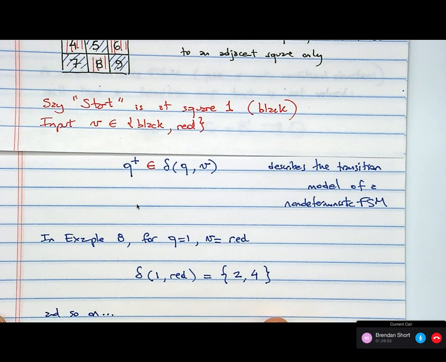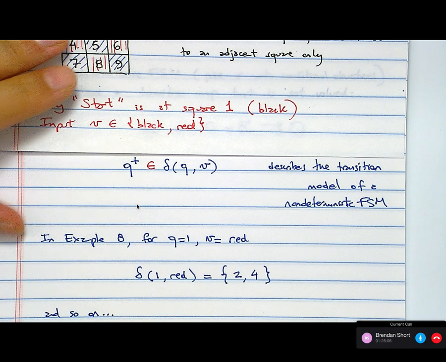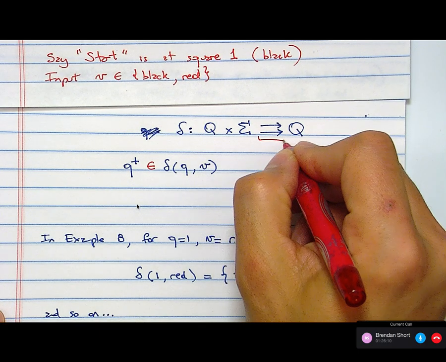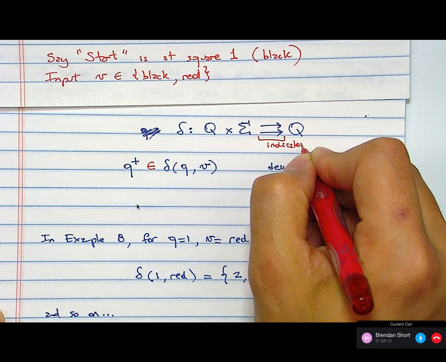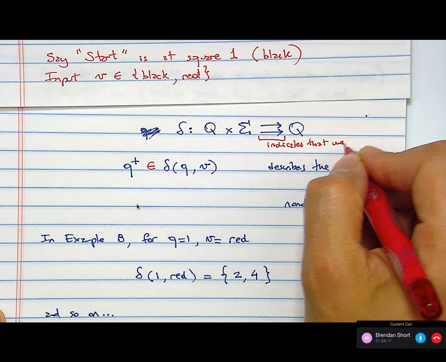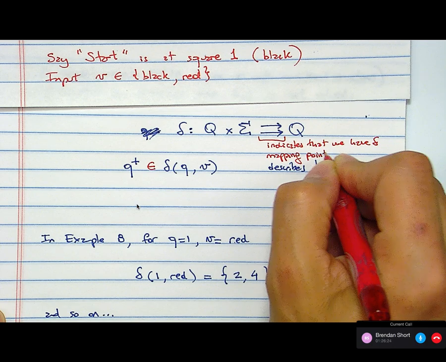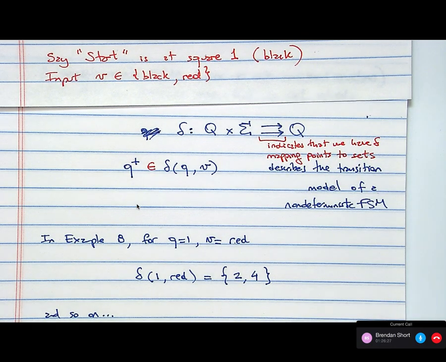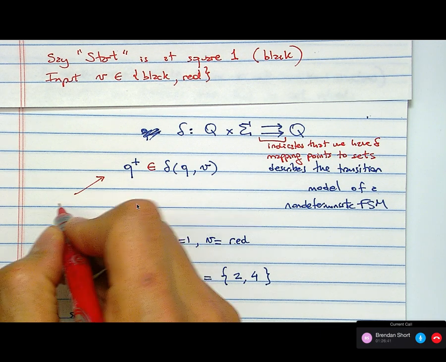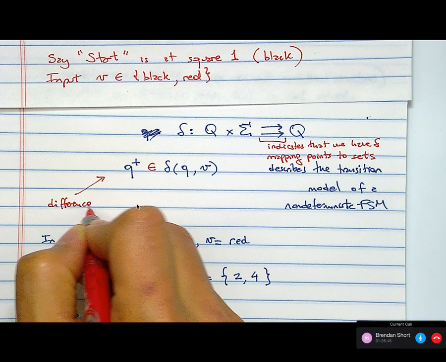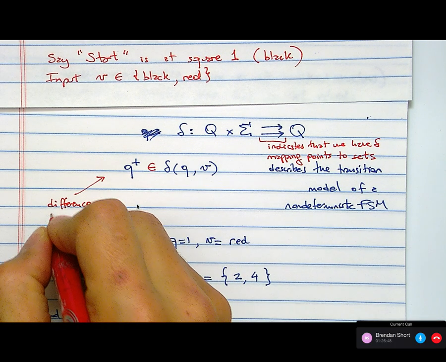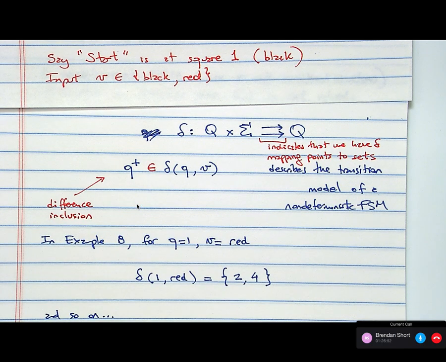This can be defined. So this double arrow here indicates that we have delta mapping points to sets that are not trivially a point. The sets might be large, like in this case, 2 and 4. Okay. And for the ones that probably have seen these in different contexts, this object here is a difference, not an equation anymore, but an inclusion. Difference, inclusion.